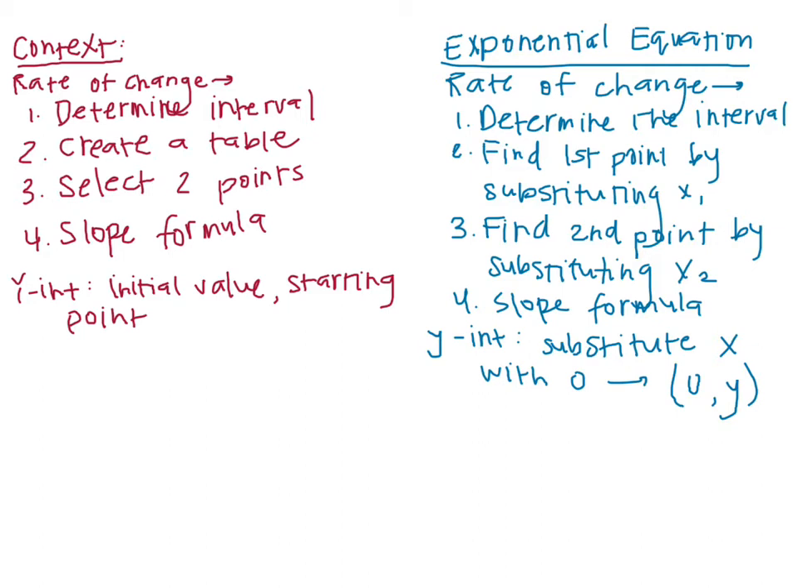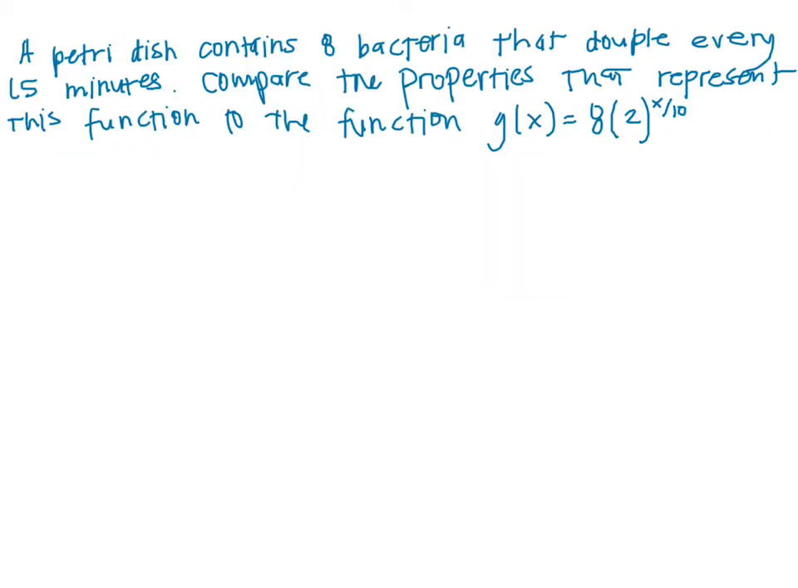Let's take these 2 different ways to present the information and compare them with a real example. Our example says a petri dish contains 8 bacteria that double every 15 minutes. Compare the properties that represent this function to the function g of x equals 8 times 2 to the power of x divided by 10.